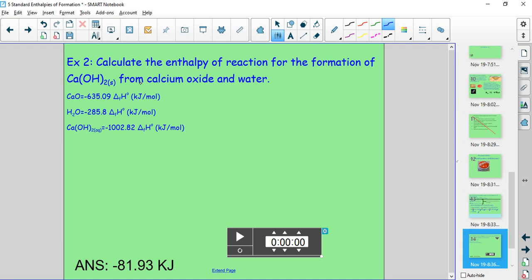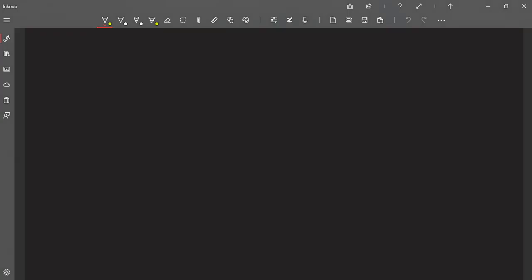Okay, so let's go back to the question though. All right, so here we need to figure out the heat of formation of calcium hydroxide from calcium oxide and water. Okay, so we have calcium oxide plus water.